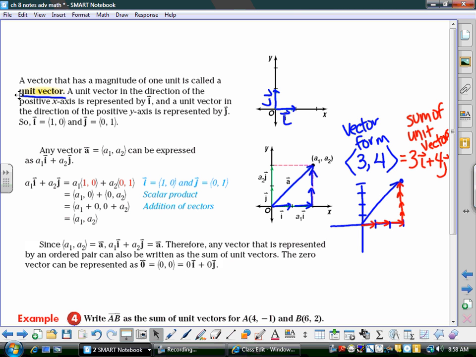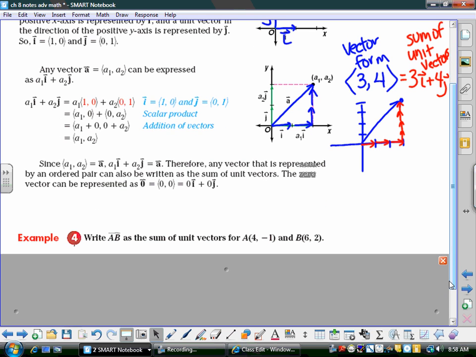So we're kind of going back and doing an example that we did before, but now we're just going to write the answer as the sum of unit vectors instead of as an ordered pair. Write AB as the sum of unit vectors if A is at 4, -1, and B is at 6, 2. Again, you could draw it out if that helps you. You wouldn't have to draw it out, but you could make a picture of a vector that's going from 4, -1 to 6, 2.